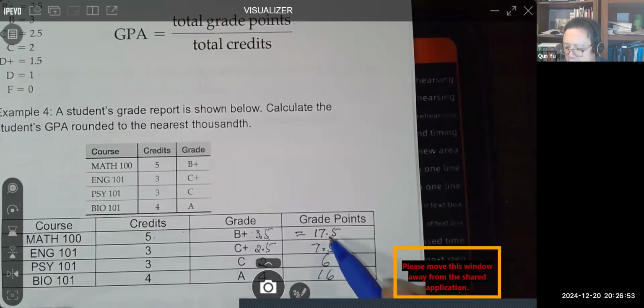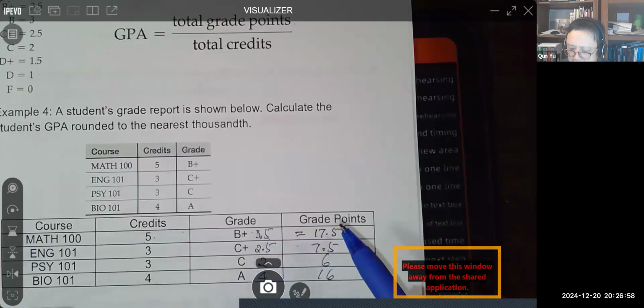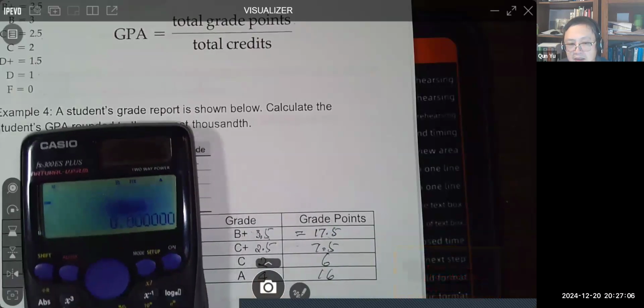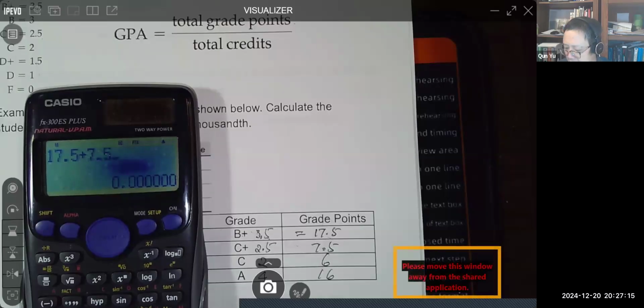Now these are the credit points from each course, right? To find the total grade points, add them all together. So I'm going to add them up. I get 17.5 plus 7.5 plus 6 plus 16. So totally, I get 47 points.